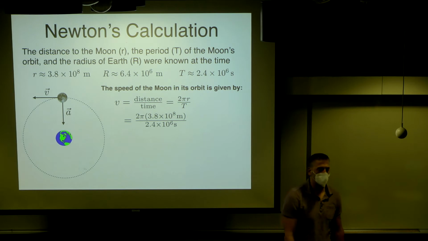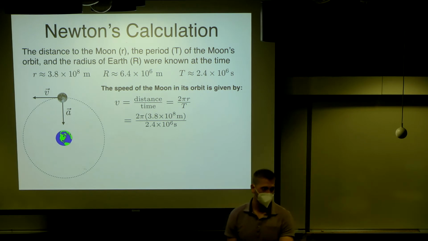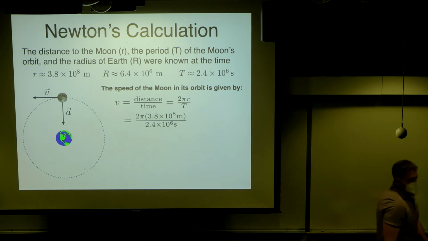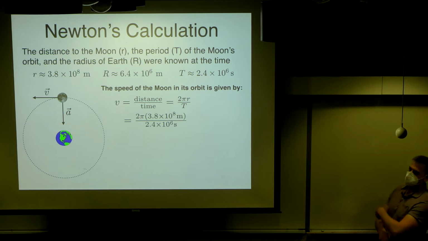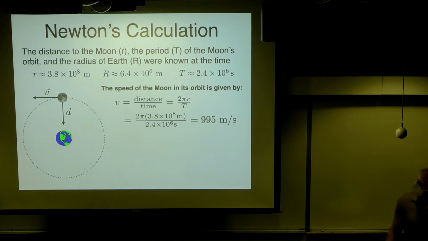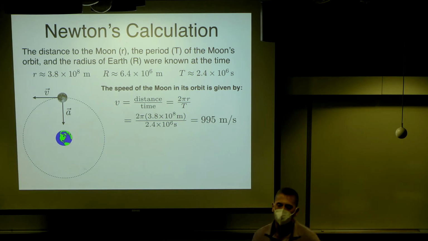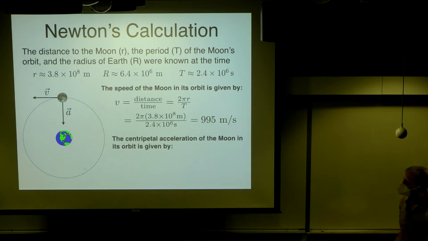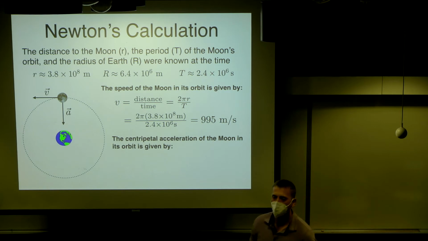If we calculate that, we'll know how fast the moon is orbiting the Earth in meters per second, right? Yep, so 995 meters per second. It's about a kilometer per second that the moon is moving around the Earth, okay? So that's the speed. How about we calculate next the centripetal acceleration of the moon?